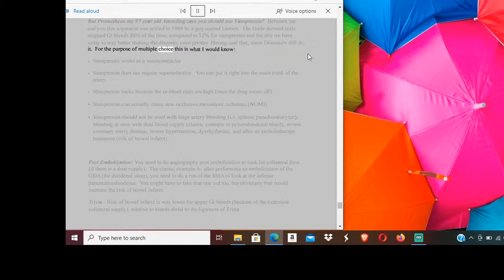For the purpose of multiple choice, this is what one would know. Vasopressin works as a vasoconstrictor. Vasopressin does not require superselection. You can put it right into the main trunk of the artery. Vasopressin sucks because the rebleed rates are high once the drug wears off. Vasopressin can actually cause non-occlusive mesenteric ischemia, NOMI.